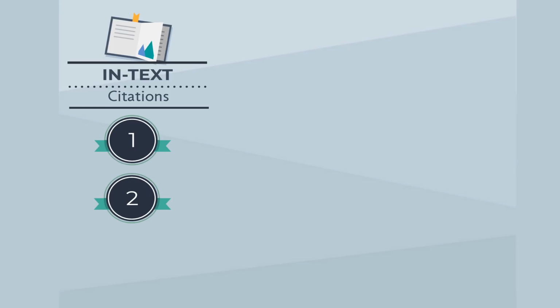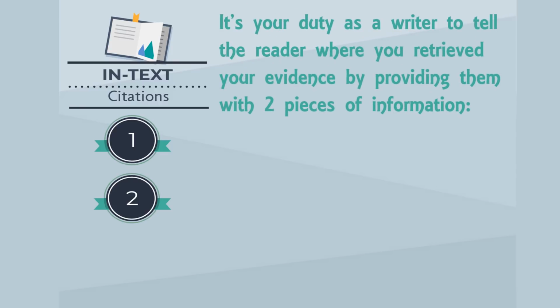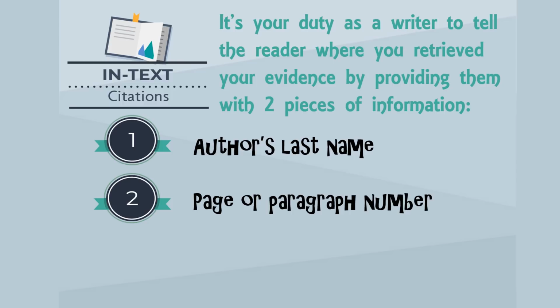Second part is using those in-text citations. The reason that we do this is it's your duty as a writer to tell the reader where you retrieved your evidence by providing them with two very essential pieces of information. The first is the author's last name. They should be able to find your evidence if they type in the author's last name. And then also you need to have the page or paragraph number where you found this. That way, if you give me page 116, I can flip to page 116 and find exactly what you're talking about, and then also gain some context if I need to.